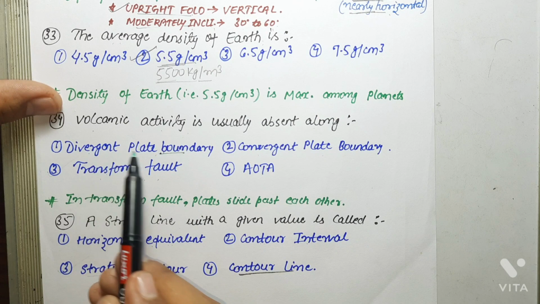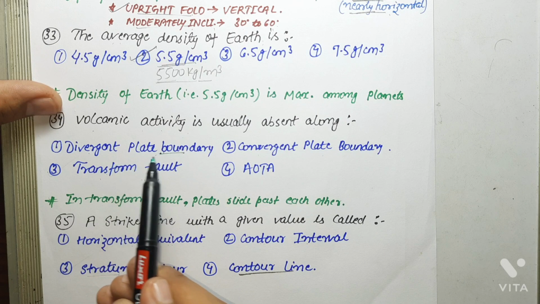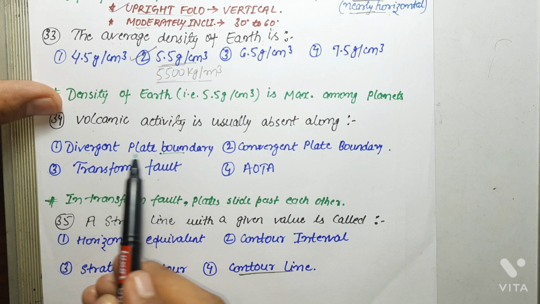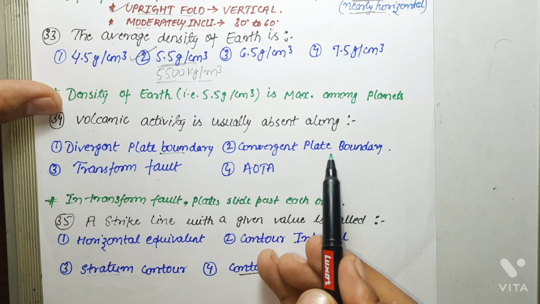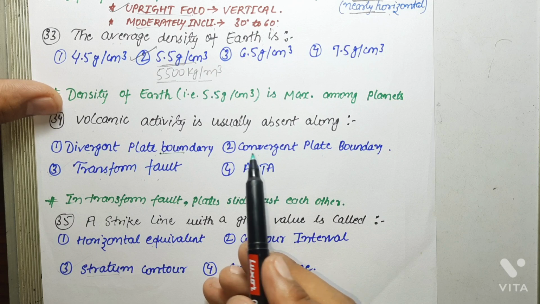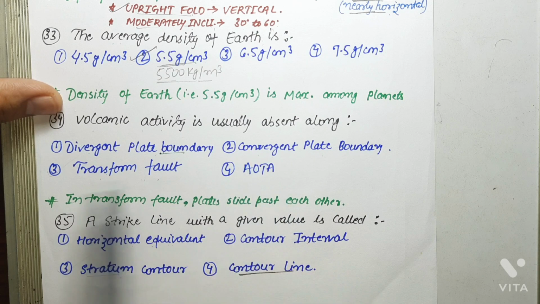So these divergent plate boundaries are also known as constructive plate boundaries. Okay, and mostly sealed volcanoes occur in divergent plate boundaries. Number second is convergent plate boundary. In a convergent plate boundary, plates move towards each other, in which one plate which is subducted is destroyed.